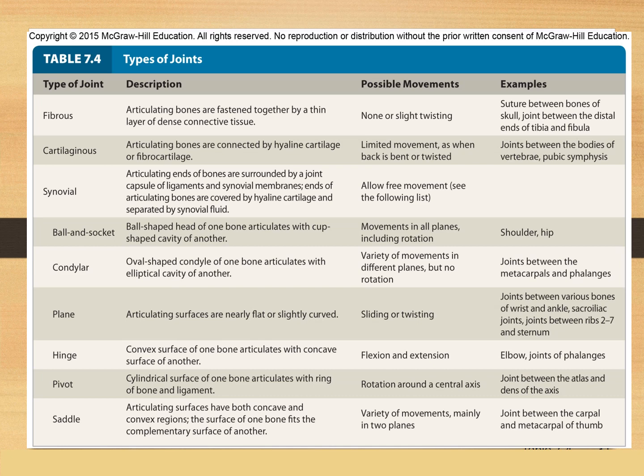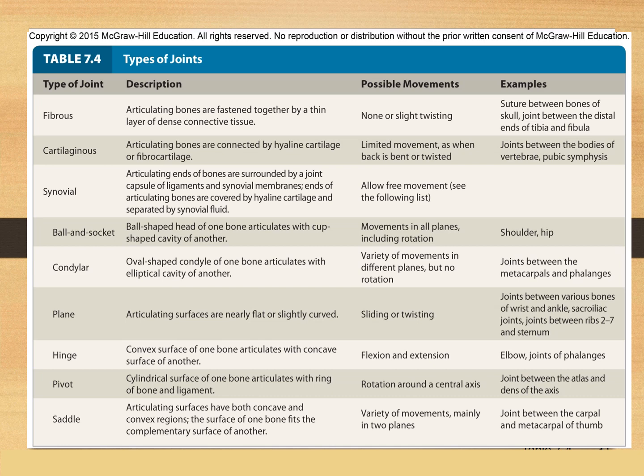Ball and socket joint is the most movable of all synovial joints. Example being the shoulder and hip. Condylar joints also allow for a variety of movement, but do not allow rotation. This is a type of joint between the metacarpals and phalanges. Plane joints allow for some sliding or twisting.